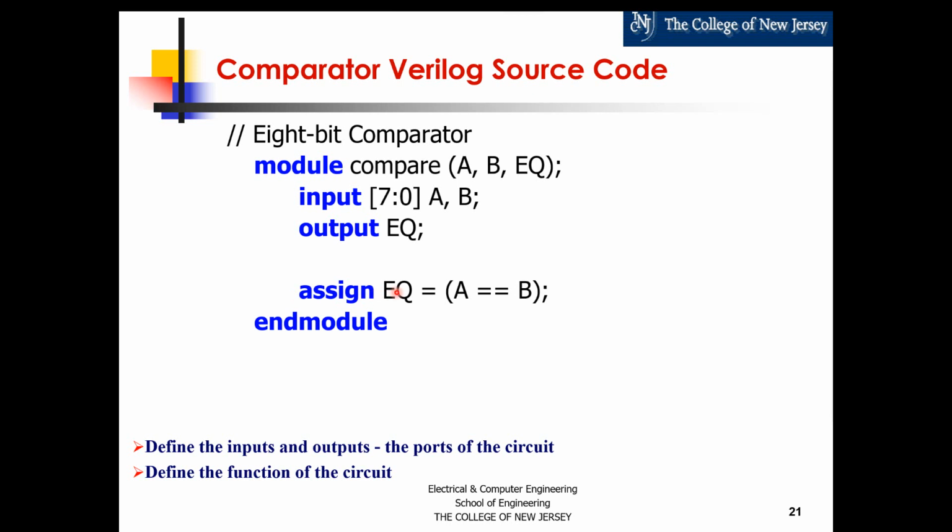And here we have the functionality. Assign EQ equals A double equals B. This is a logical expression that compares A and B. This returns either true or false. If this returns true, EQ gets true, which is 1. If this is false, EQ gets false, which is 0. And boom, you have your functionality. How easy was this?